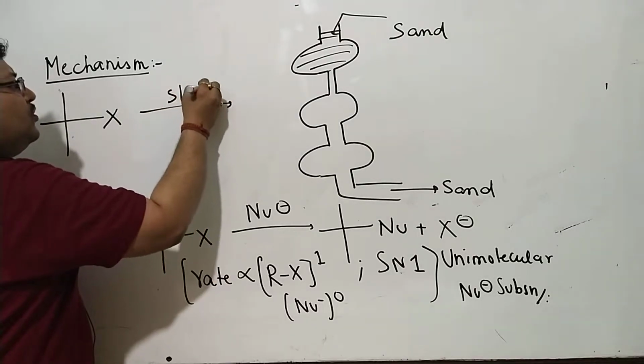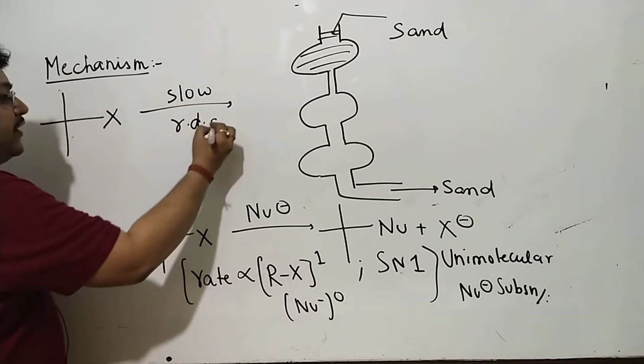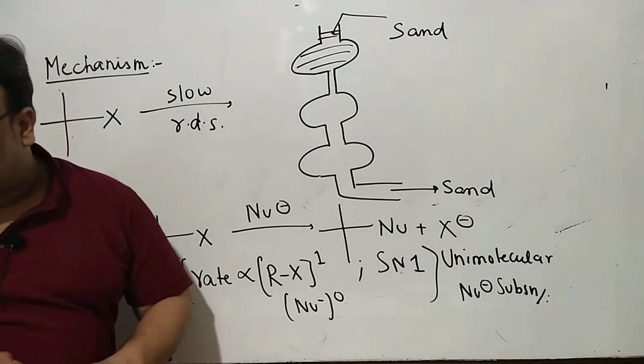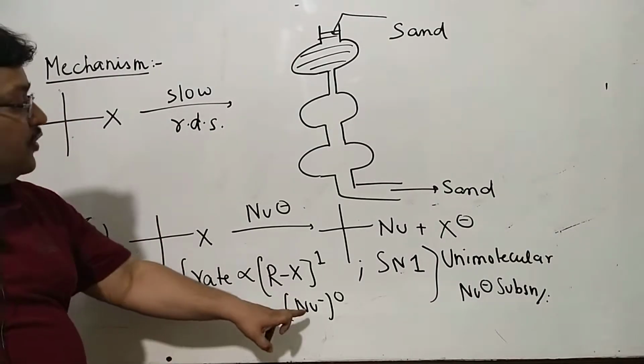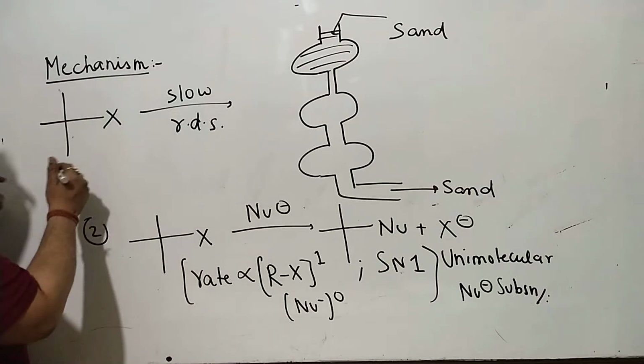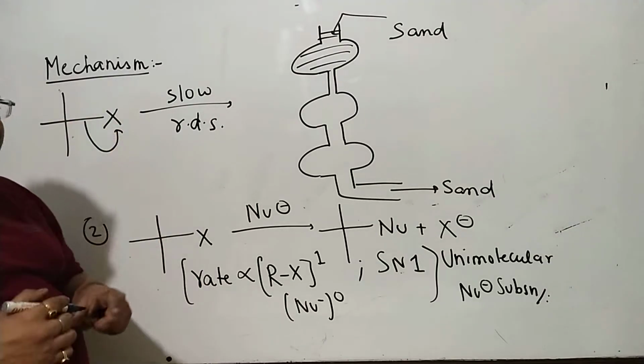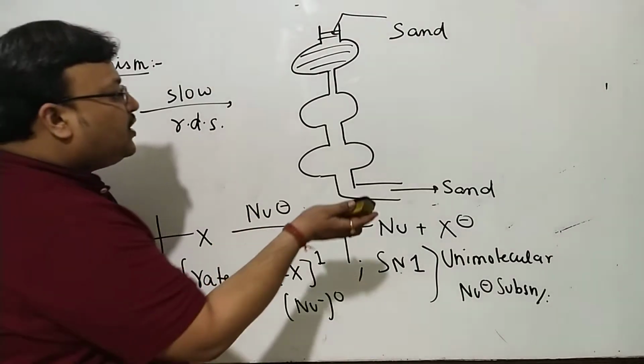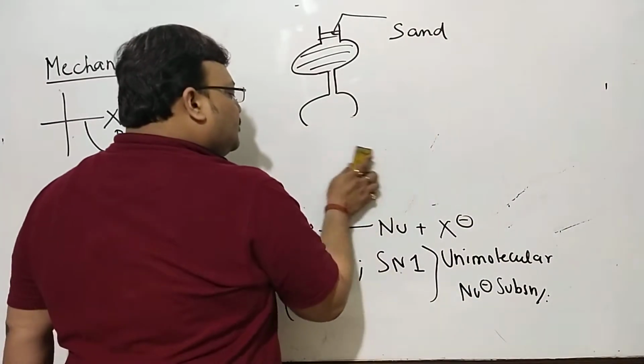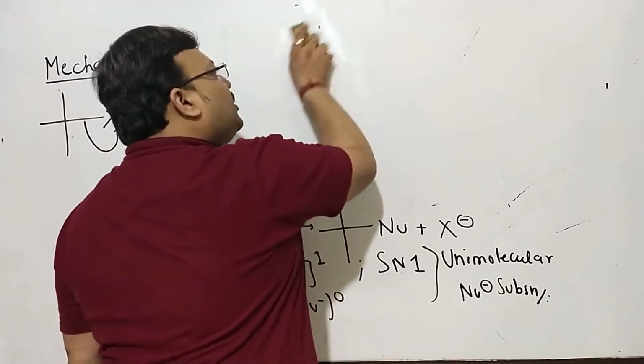is a slow rate determining step, where the nucleophile doesn't come in, where the nucleophile is not involved. The nucleophile is not involved in the slow step. The slow step is only about the halide. Now with this going away, naturally a carbocation will be formed. So in SN1 we propose a carbocation is formed.